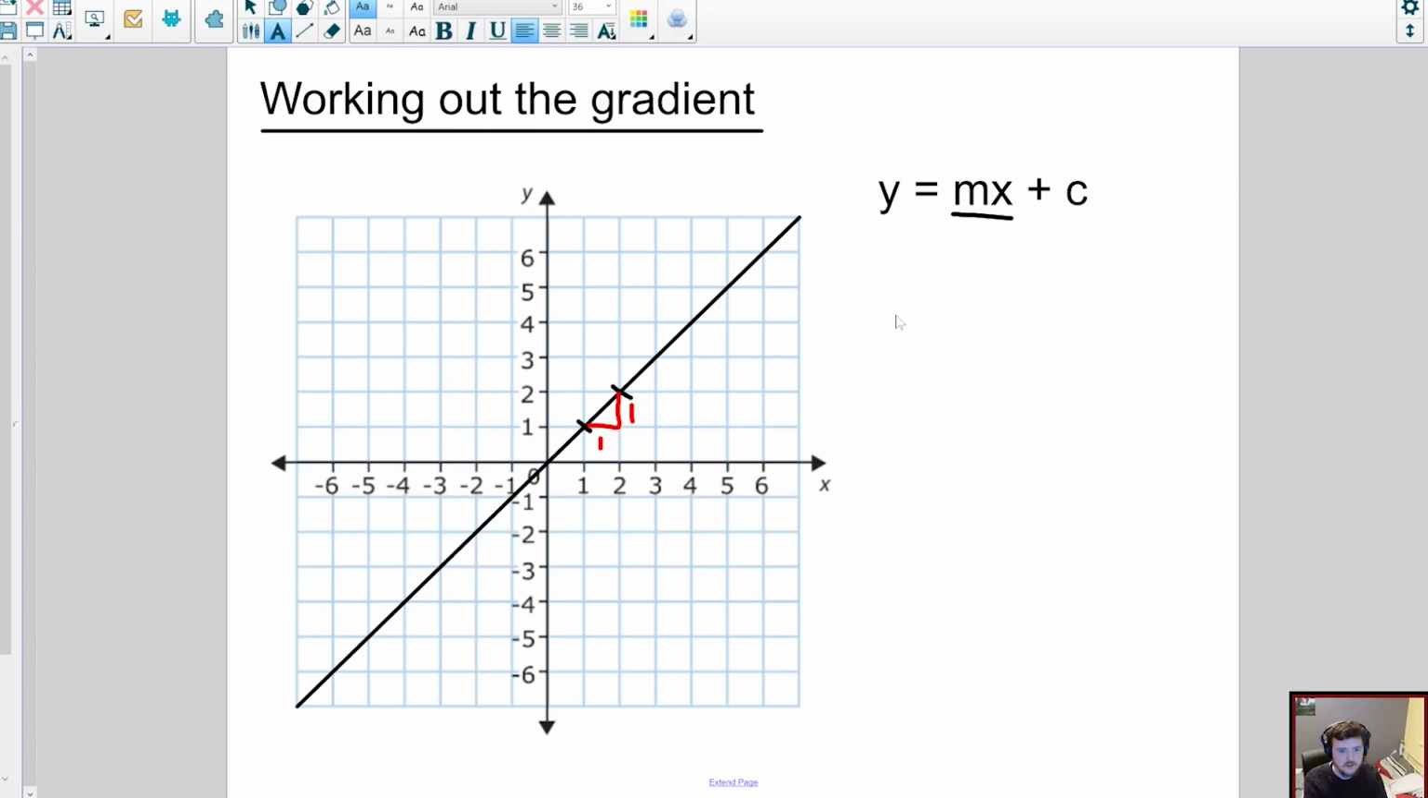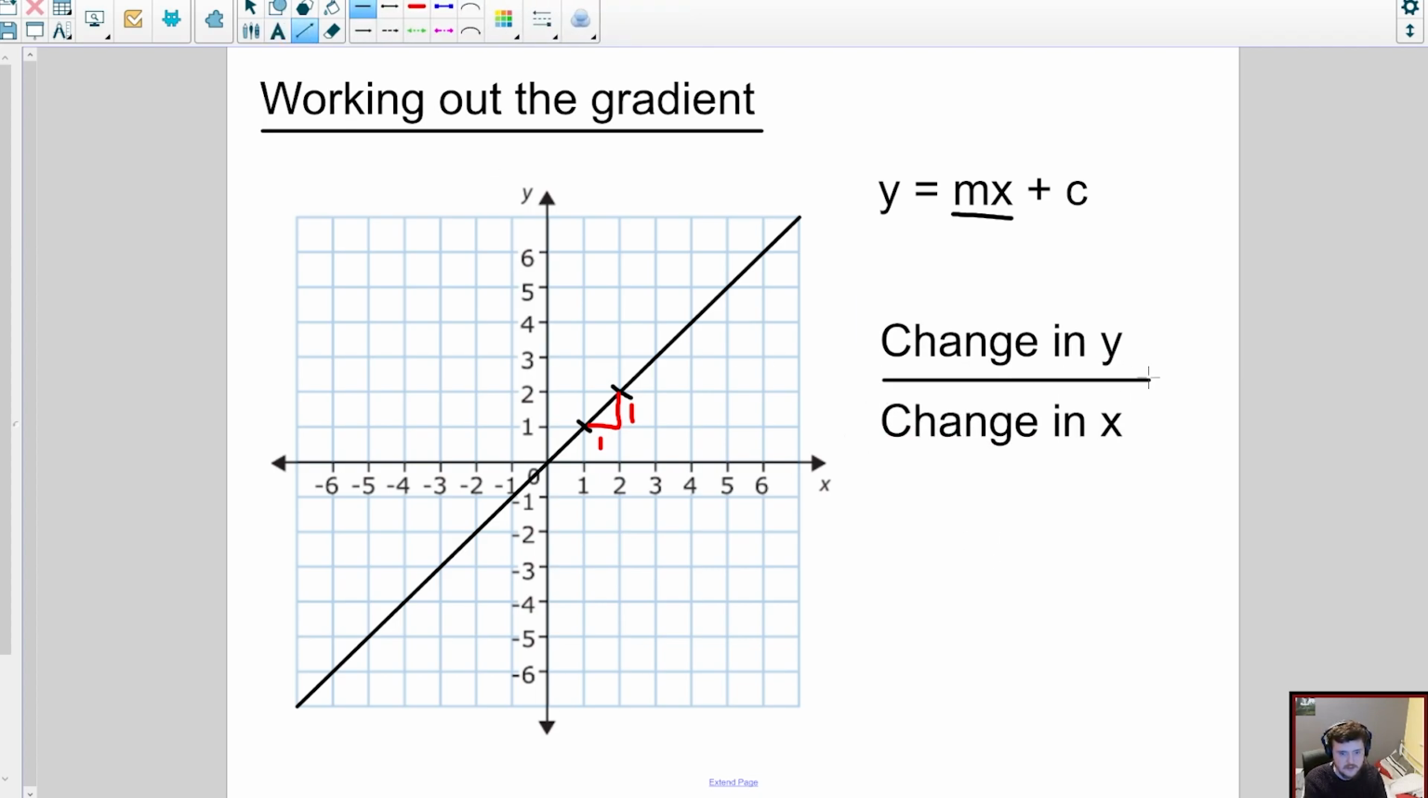And the formula for the gradient is the change in y divided by the change in x. So I'm going to draw a line like this to show it's like a fraction. Change in y over change in x. So the change in y, we've gone 1 down, so it's 1. And we've gone 1 to the left, so it's 1. So 1 divided by 1 is 1. So the gradient of this line is 1. In fact, you may know already that the actual equation of this line is y equals x. And if there's no number in front of the x, we can assume it's 1. So it's 1x, which means our gradient is 1.